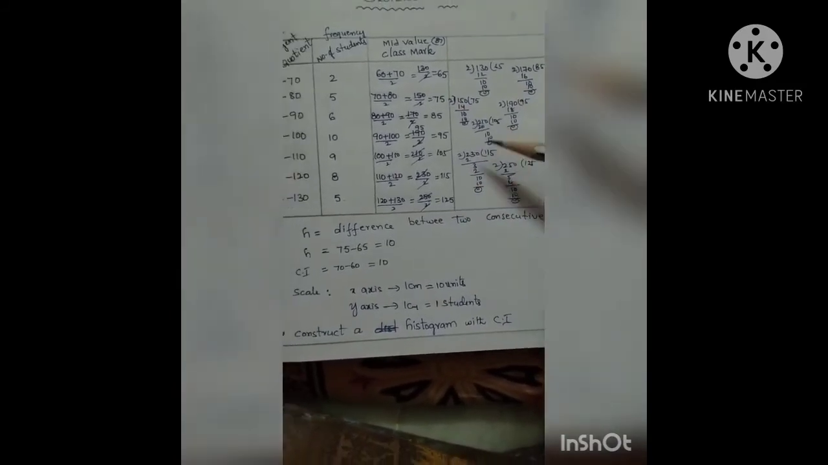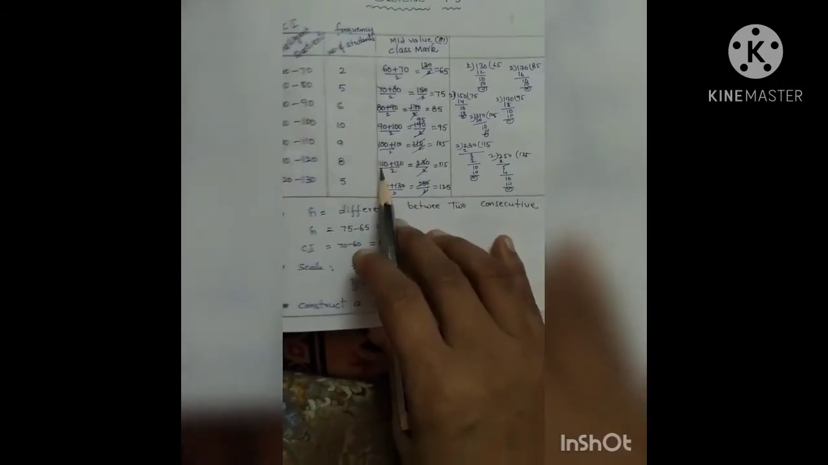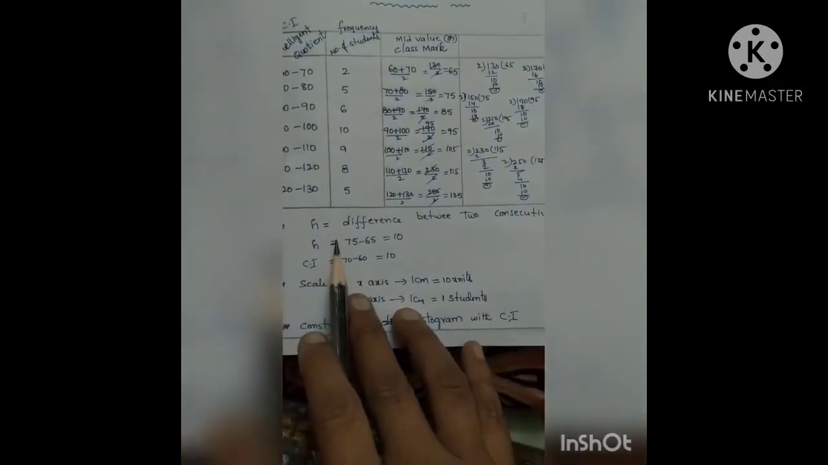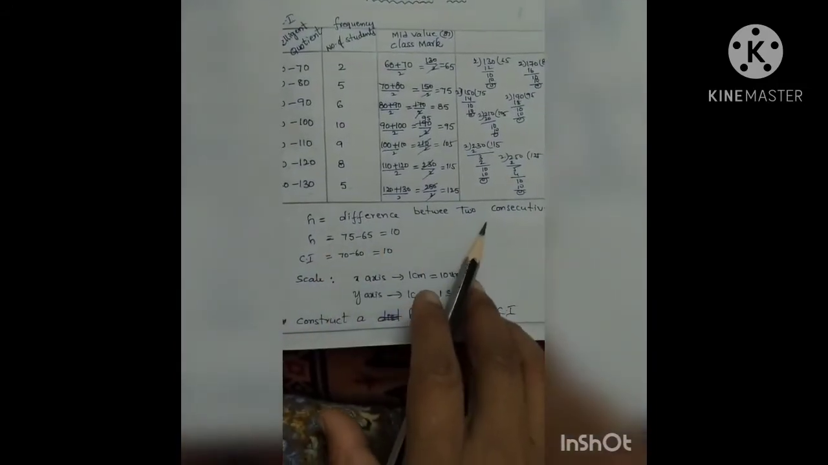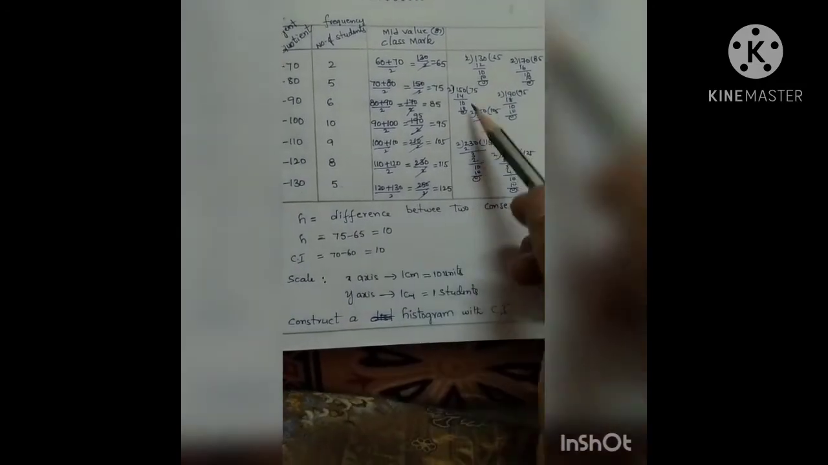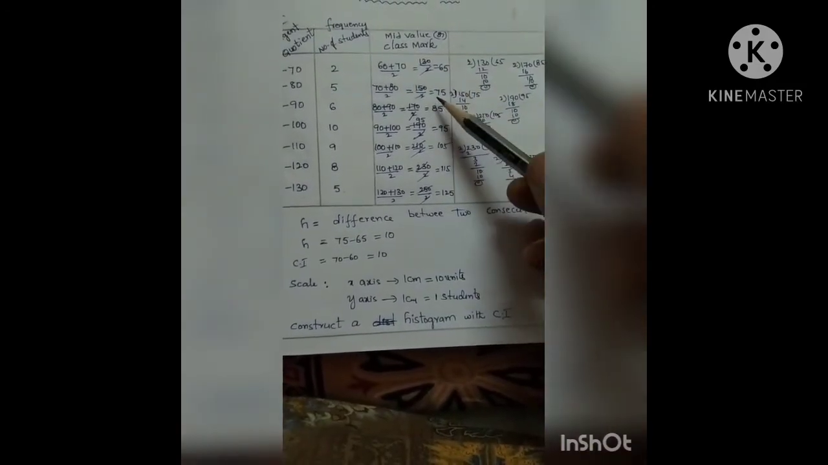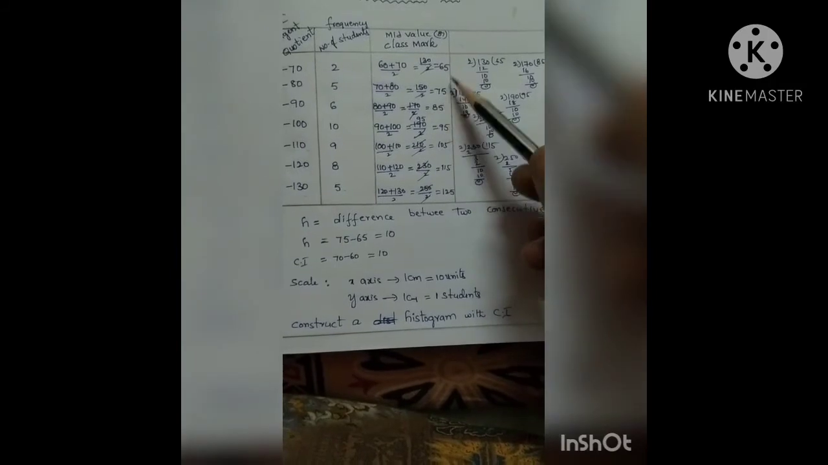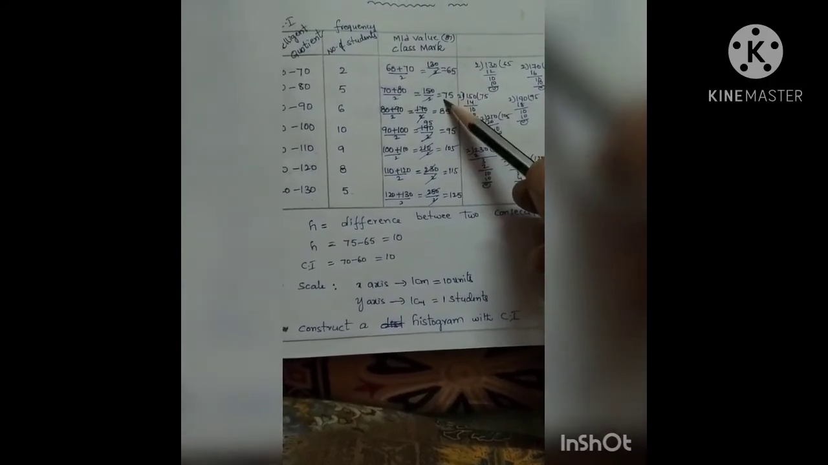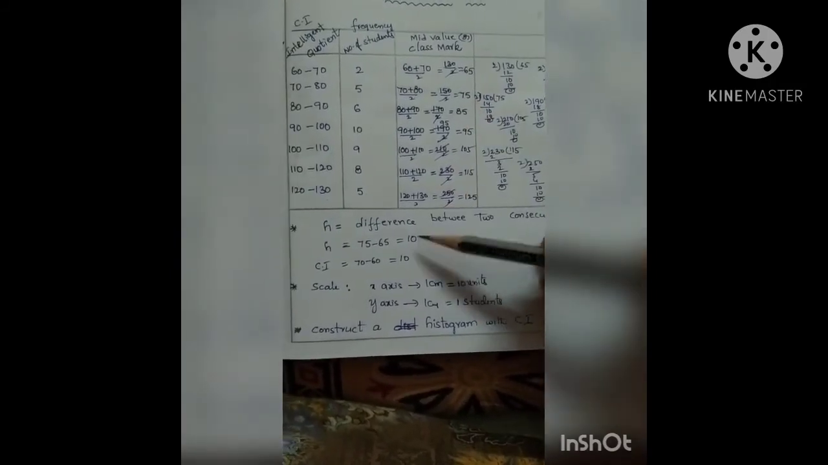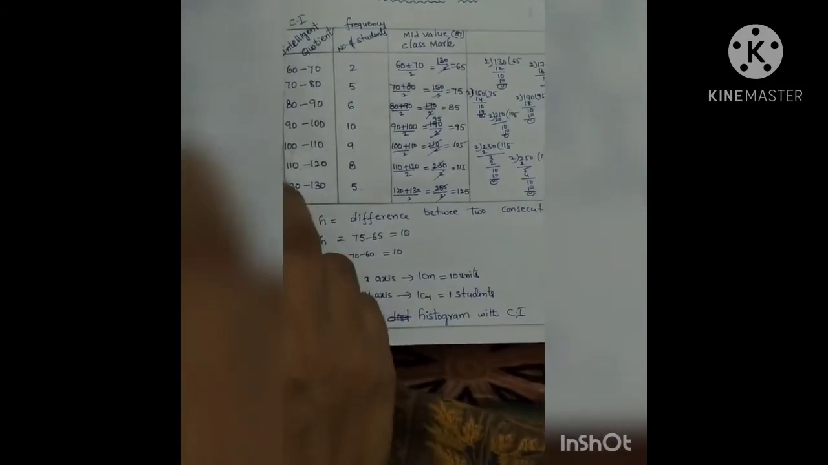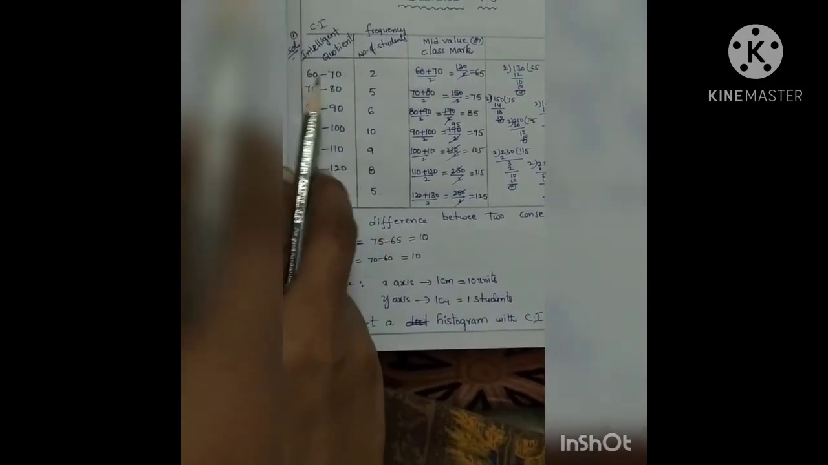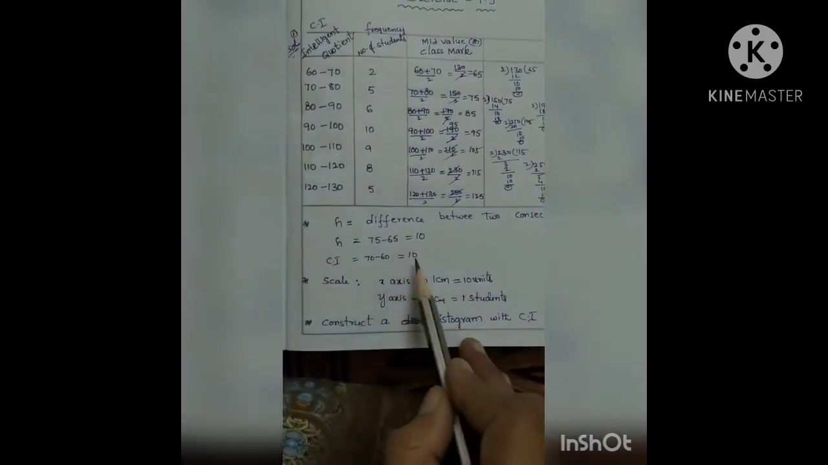Okay children. So first, what is the h here? The difference between the consecutive mid values or class marks. 75 minus 65, the difference of the class marks is 10. And see the class interval: what is the difference of the class interval? 70 minus 60, the difference is 10.